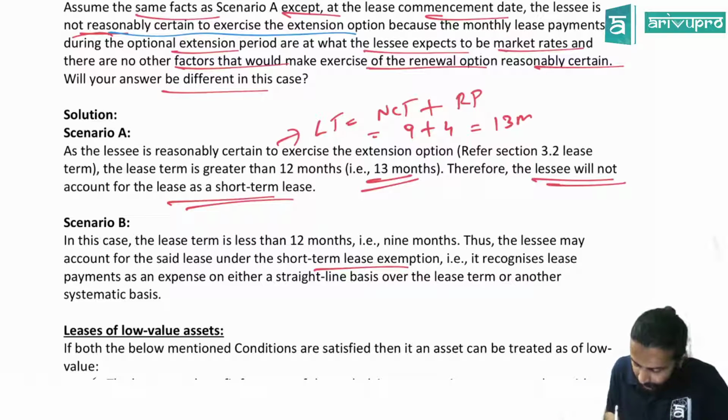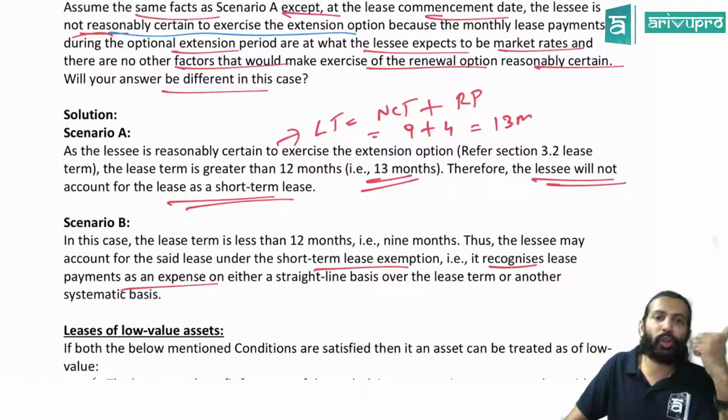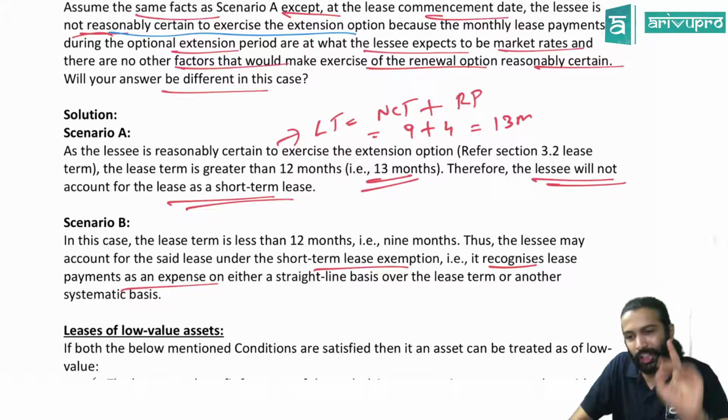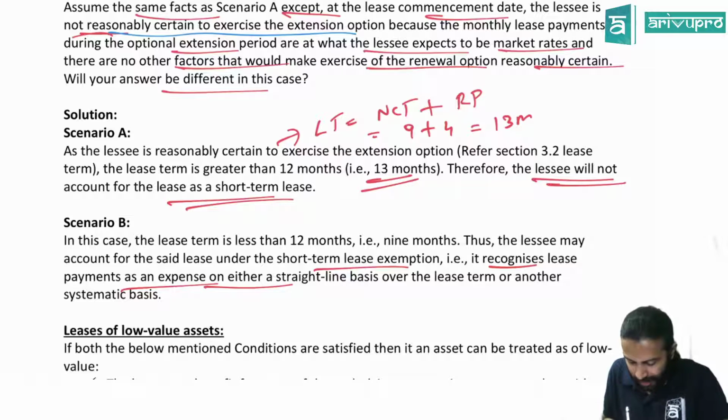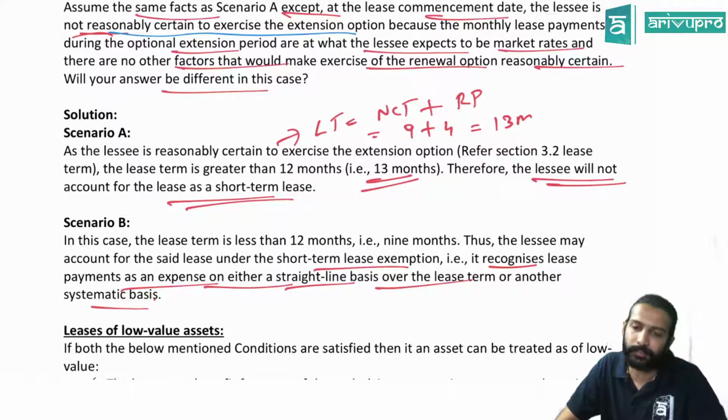If you use the recognition exemption, what will happen? Should the lessee show ROU and lease liability and all? No. You can use simplistic accounting. The lease payments can be considered as an expense. On a straight-line basis you can book it, or any other systematic basis. That's it. Got how to answer, or should I show it?